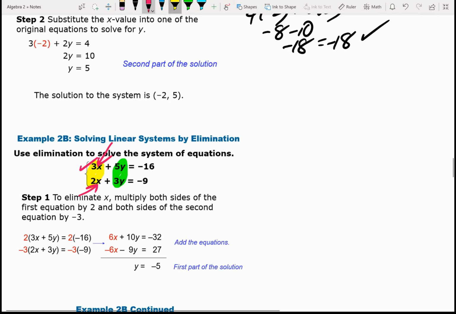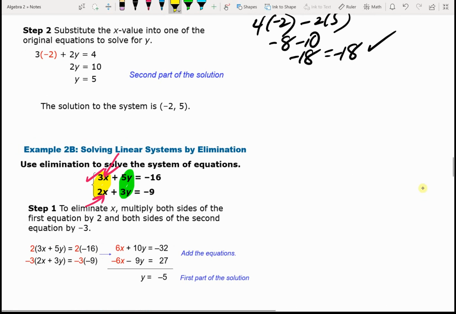So they multiplied the first equation by a positive 2 because that was the coefficient in the second equation. And then they multiplied the bottom equation by the coefficient in the first equation, but opposite in sign. And so when we do that, we multiply the entire top equation by 2.